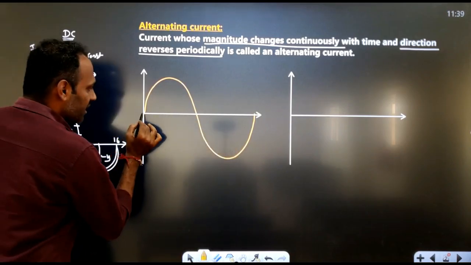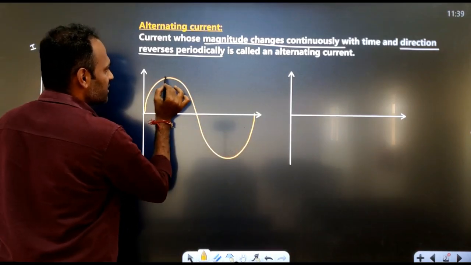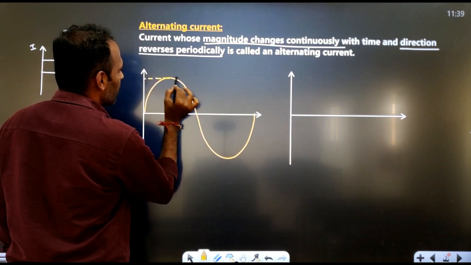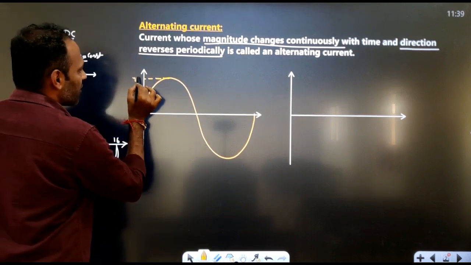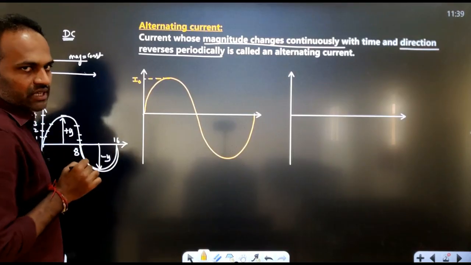See, the alternating current has gone increasing. It has reached the peak value here. This is the maximum value of alternating current. So we call this the peak value. The peak value is represented by E naught.